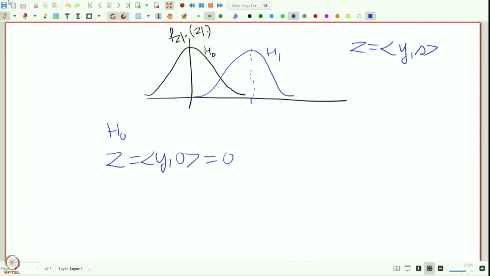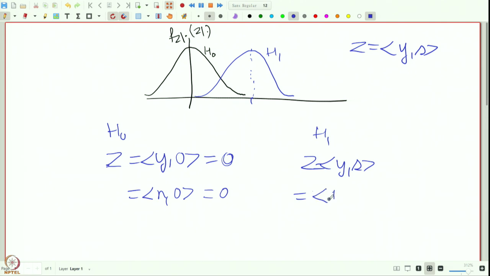But there is a slight catch. This is only in the situation where there is no noise. In the case where there is noise, this is actually S plus N. Let me erase this. This is <N, 0>, which is equal to 0. The other thing we are going to do is say under H1, Z is equal to <Y, S>, which is equal to <S plus N, S>, which is equal to <N, S>. So this is the situation that we have.